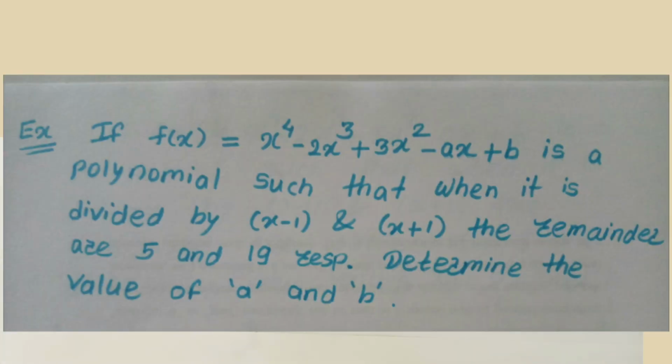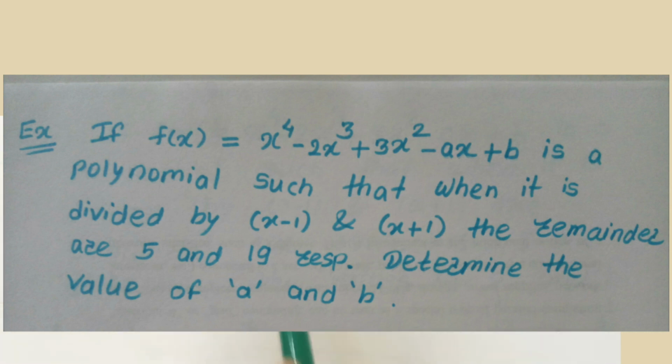In today's lecture we are going to discuss an important question on polynomial division. Here the example is: if f of x equals x raised to the power 4 minus 2x cubed plus 3x squared minus ax plus b is a polynomial such that when it is divided by x minus 1 and x plus 1, the remainders are 5 and 19. Determine the values of a and b.